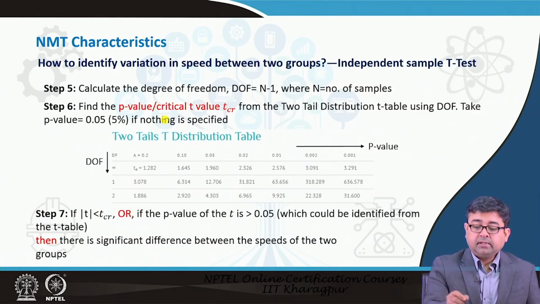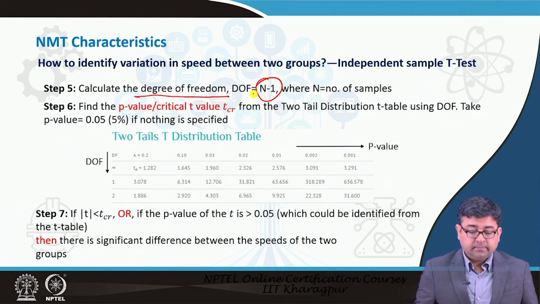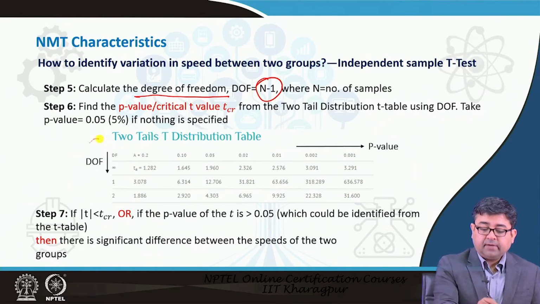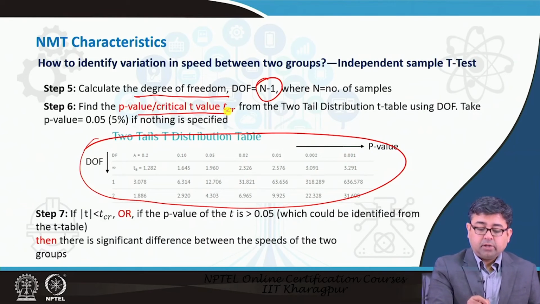Then you calculate what is called the degrees of freedom, which is nothing but the sample size minus 1, and finally you will have a t statistic table that will tell you the p value or the critical t value for standard p values. What is the t critical value for standard p values?